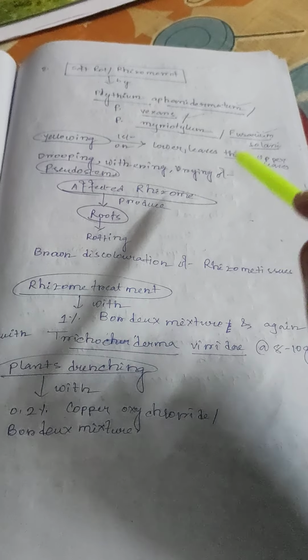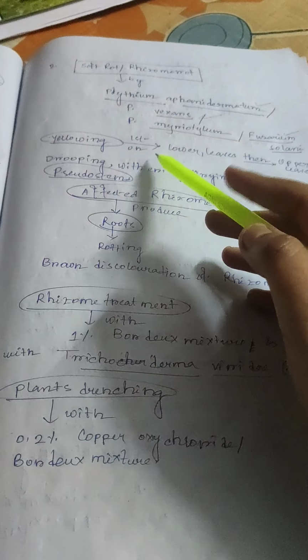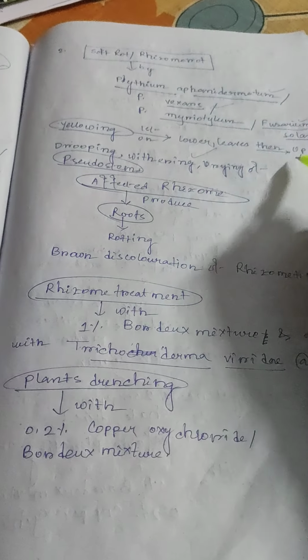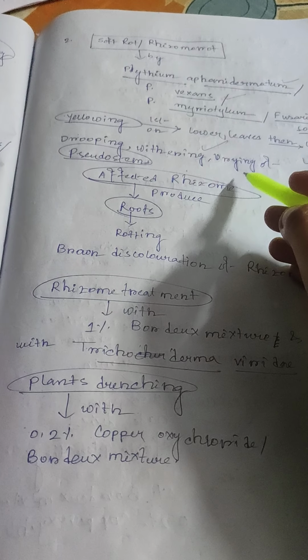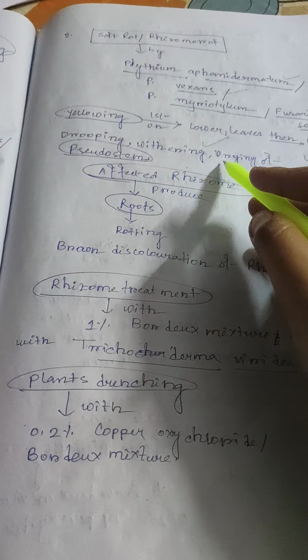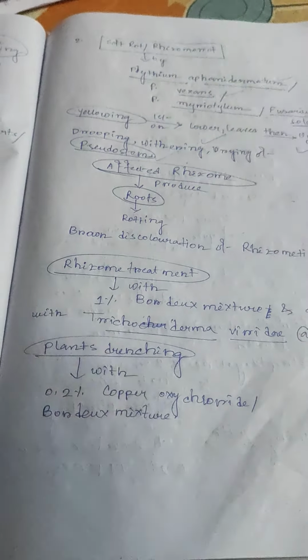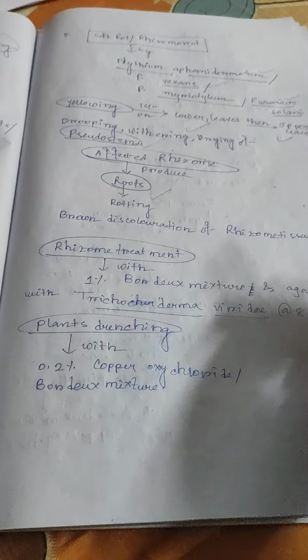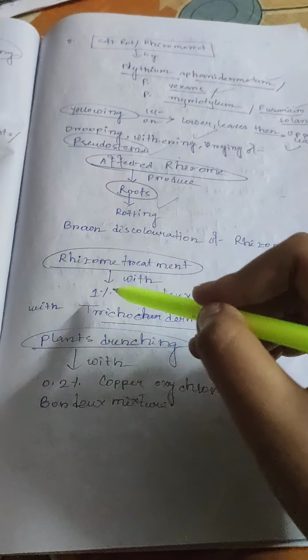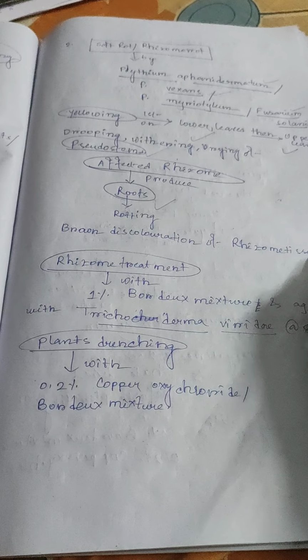Soft rot or rhizome rot of ginger symptoms: yellowing first on the lower leaves, then the upper leaves. Drooping, withering and drying of pseudostems. Affected rhizomes produce roots. Rotting of roots. Brown discoloration of rhizome tissues.